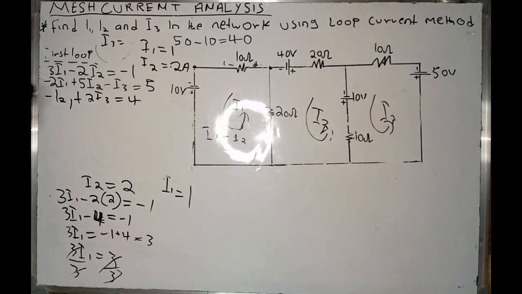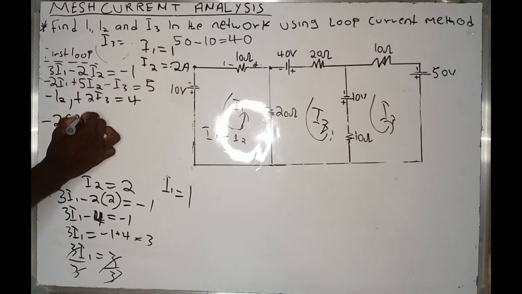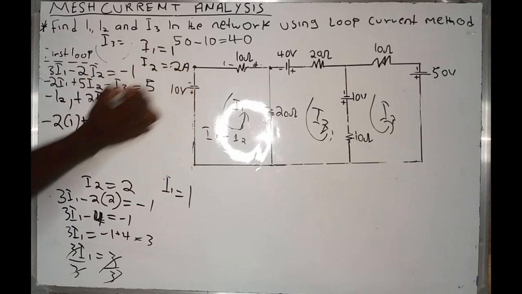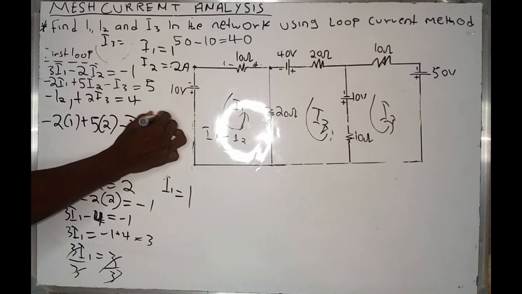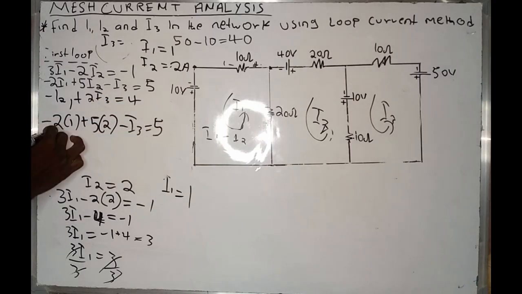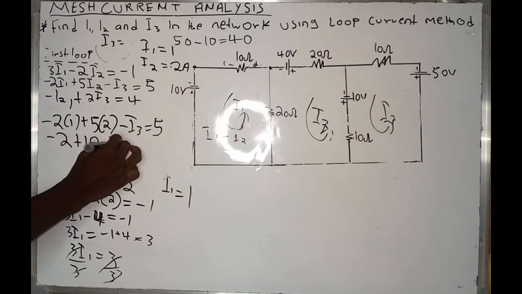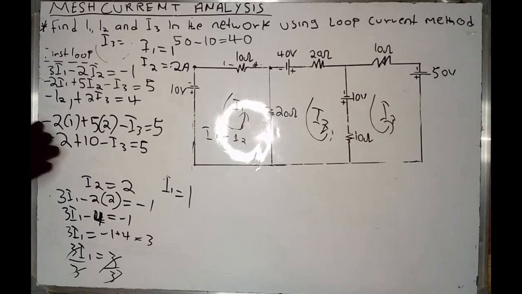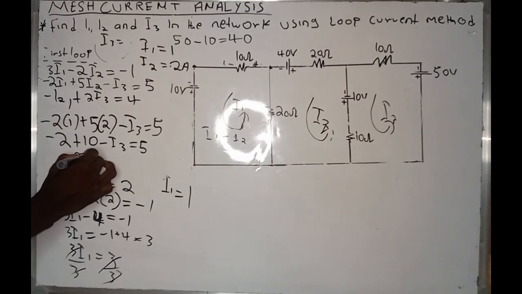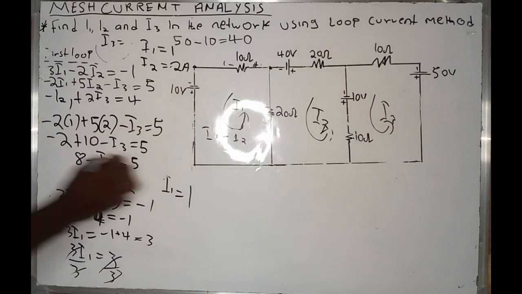So therefore, I have to use this long equation minus 2I1. I1 is 1. And also plus 5. I2 is 2 minus I3. I'm looking for it, which is equals to 5. So therefore, I'm having minus 2 plus 10 minus I3, which is equals to 5. So therefore, minus 2 plus 10, I'm having 8 minus I3, which is equals to 5.